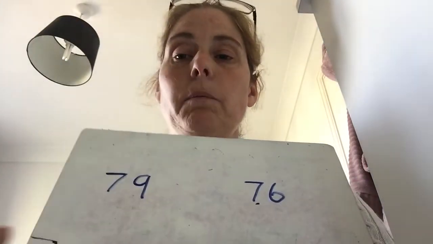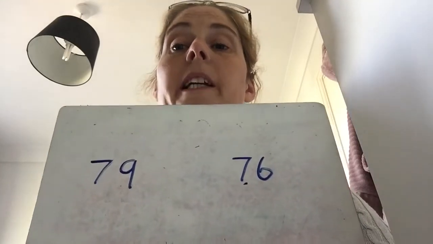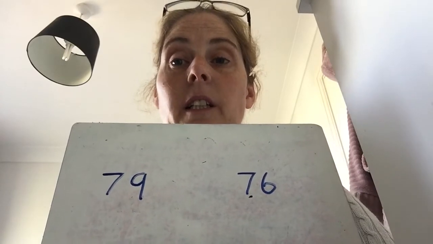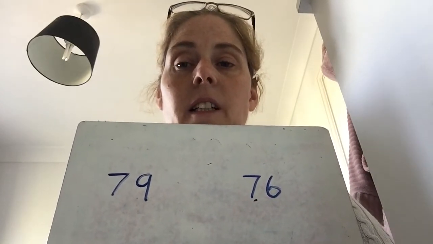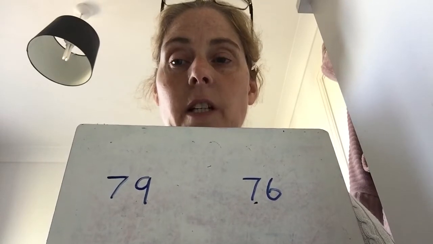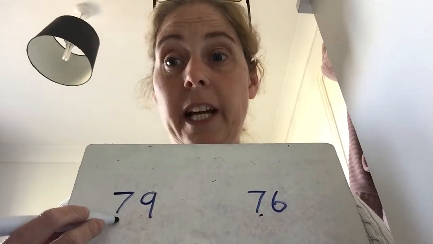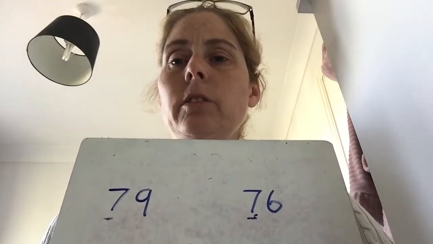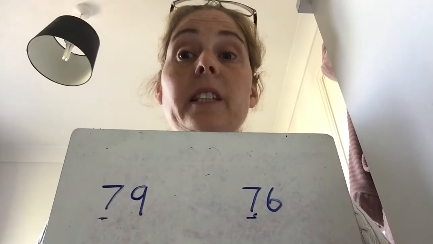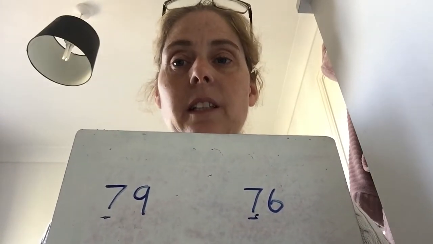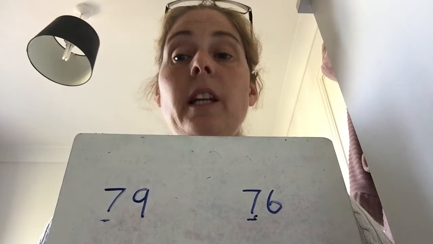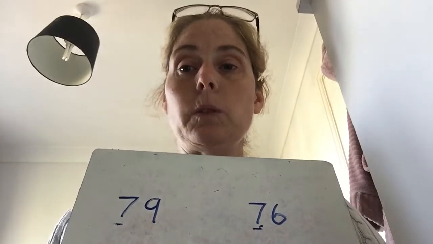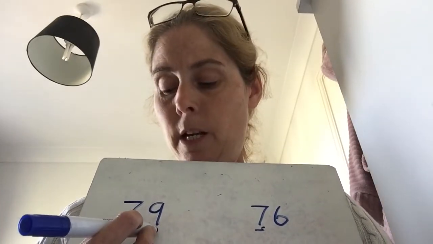Okay, look at these two numbers. Which way is the crocodile mouth going to face? Have a think. Explain. Tell the adult next to you. Remember, we look at the tens first. This one's got 7 tens and this one's got 7 tens. So we can't tell just by looking at the tens, can we? What do we need to do next? Good, we need to look at the ones to help us know which one is bigger and which one is smaller.